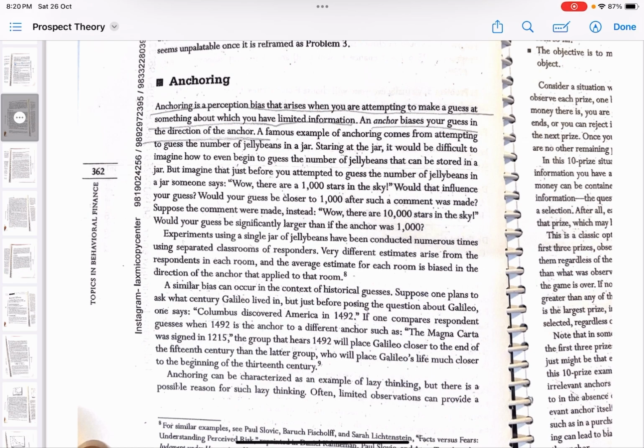Okay, I'll give you a minute. You can read this paragraph and then I'll discuss it.